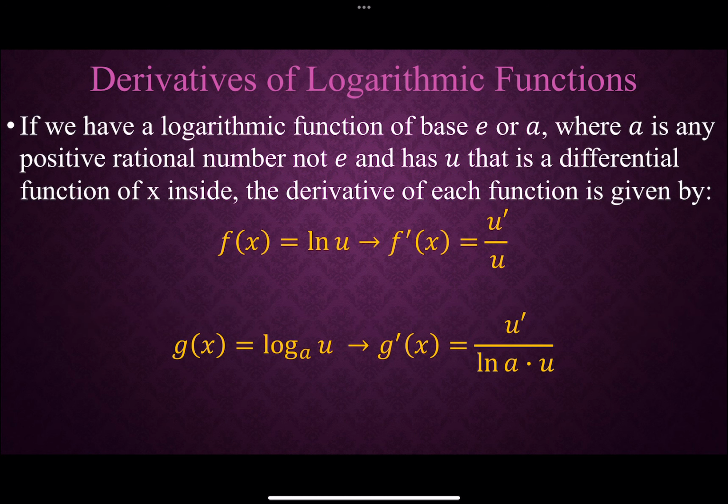So if we have f of x equals the ln of u, again, like the exponentials, u is a differentiable function of x. The derivative of this would be u prime over u. So the derivative over the original expression. Whereas if it's log base a of u, so it's not a base e, it's u prime over ln of a times u. So the ln of the base is still showing up for our non-ln functions, our log base 2s, log base 5s, things like that.